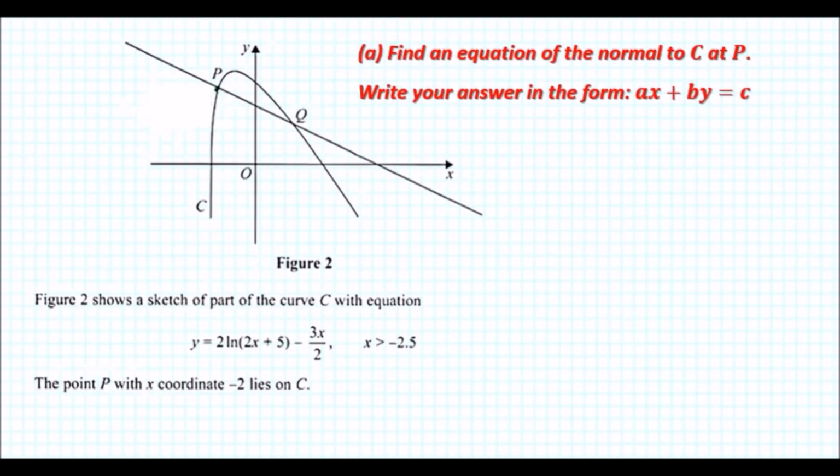Alright, so what do we know? We know that the point P with x coordinate minus 2 lies on C. Let's just say minus 2. And that's literally what we're given, and we need to find an equation of the normal to C at point P, where we know x is minus 2, and this has to be written in this form.